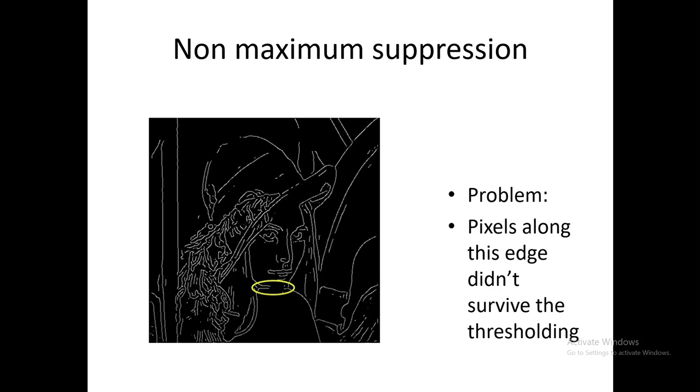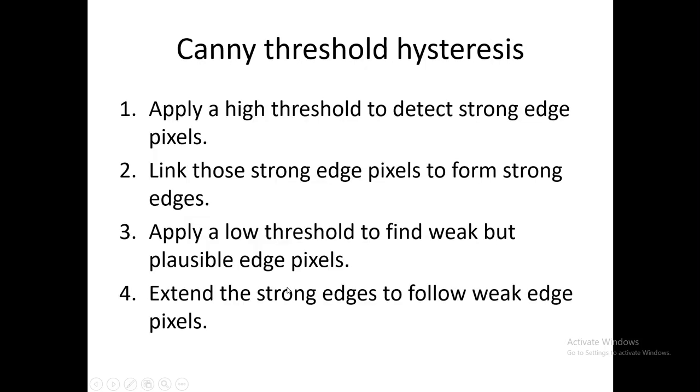We can see here that the edge got discontinued in this area, so it may also come with some problem. So what we have to do is we apply a high threshold to detect the strong edge pixels and link those edge pixels to form the strong edges, and again we apply a low threshold to find the weak edges, weak but plausible edge pixels, and extend the strong edge to follow the weak edge pixels. Let's see in more detail about this.